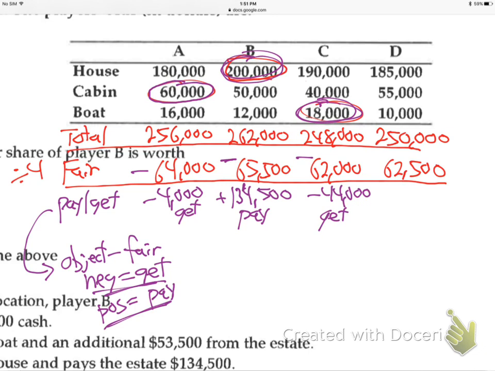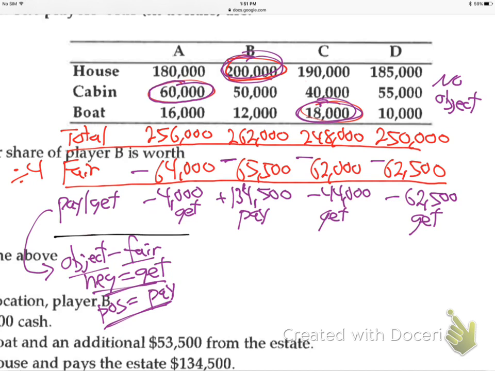This okay? What about person D? Yeah, no object at all. So it's always object minus fair. So nothing minus their fair share, 62.5. So it's just minus 62.5. They just get. Remember, negatives get. They just get the whole 62,500 in cash. We just hand it to them. Right? Because they got no objects. So we just give them what they think is a fair deal, just hand them $62,500 out of the estate. All right, that's the pay get.